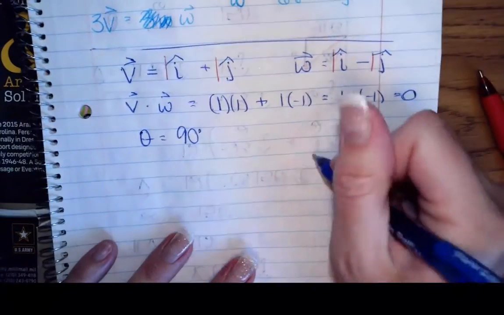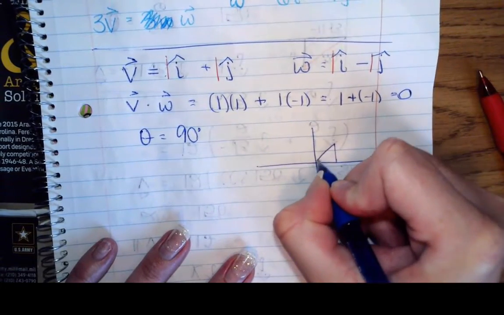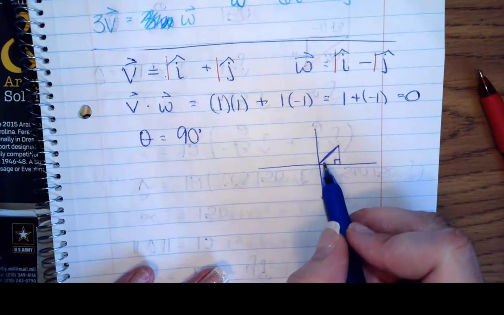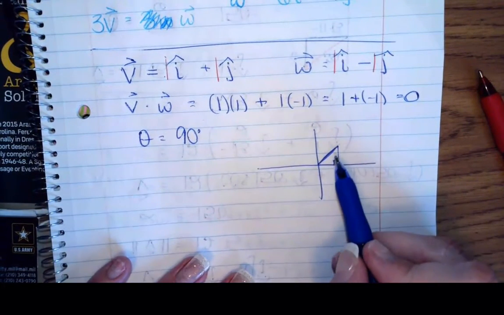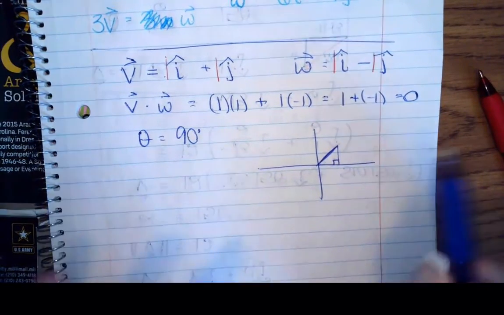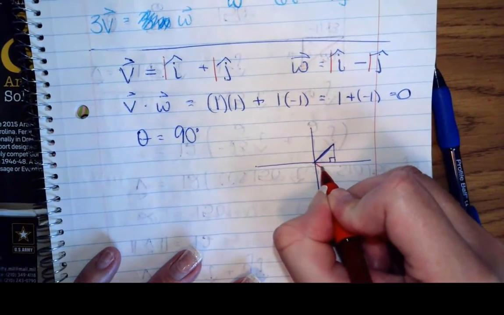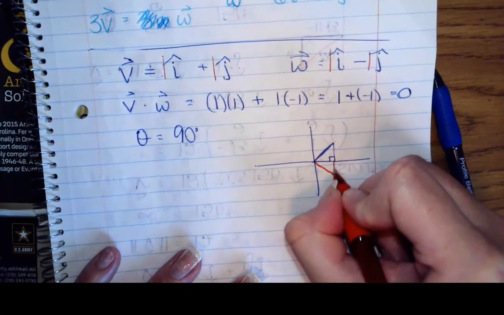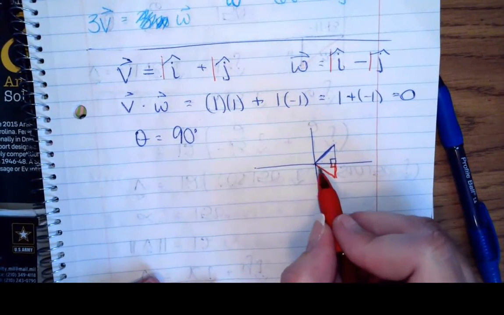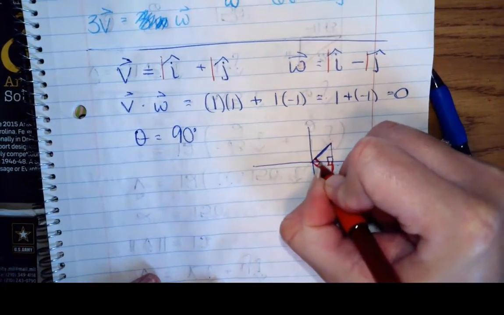So let's plot this and look at it. If I plot this and come over 1 and up 1, you should recognize that this is a 45-degree right isosceles triangle. So I just said a whole bunch of things at the same time. It's a right triangle, it's isosceles, because this is 1 and this is 1, which means this right here is 45. If I do vector w, that means I'm going to come over 1 and I'm going to come down 1. So I've got this one right here, which is also an isosceles right triangle. So this must be 45. So if this is 45 and this is 45, this must be 90.